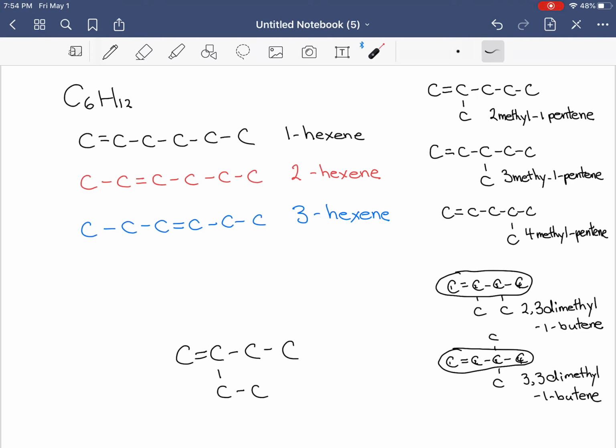And to name this, it is called 2-ethyl 1-butene. Pretty cool.